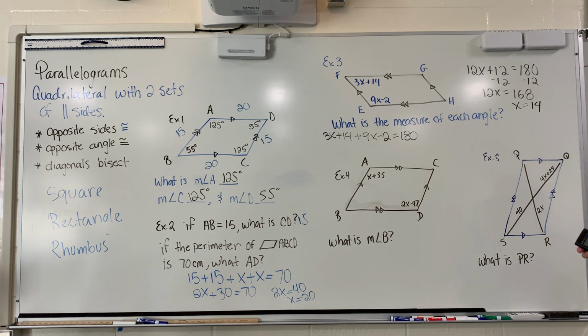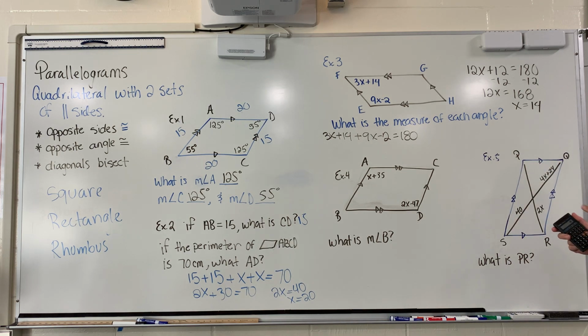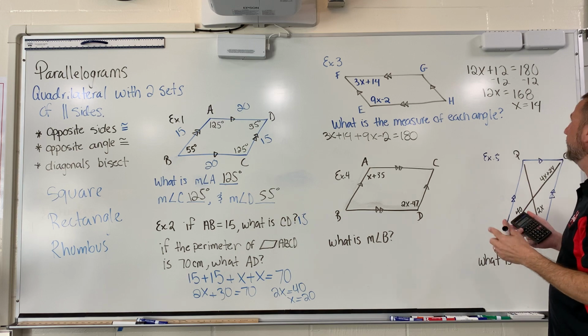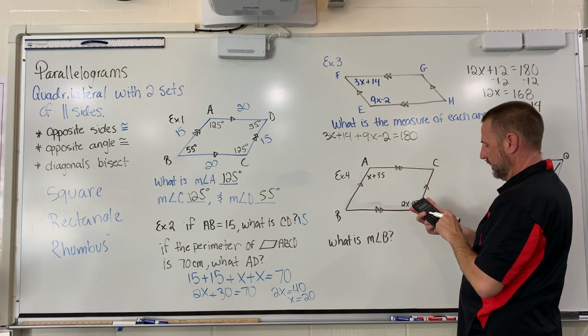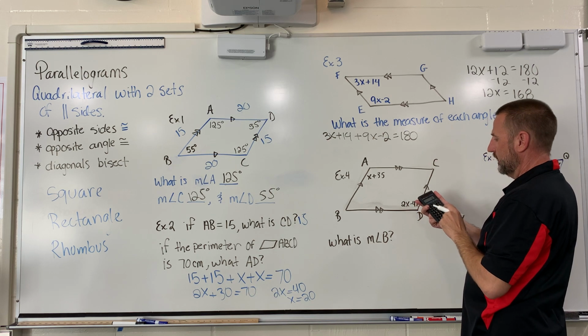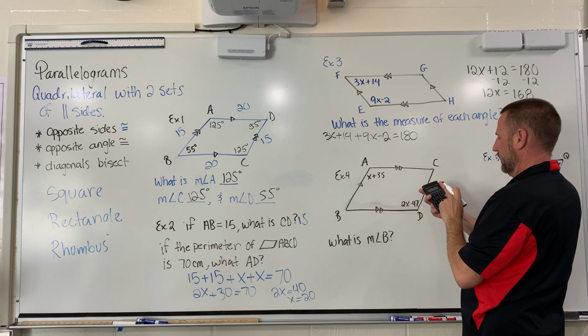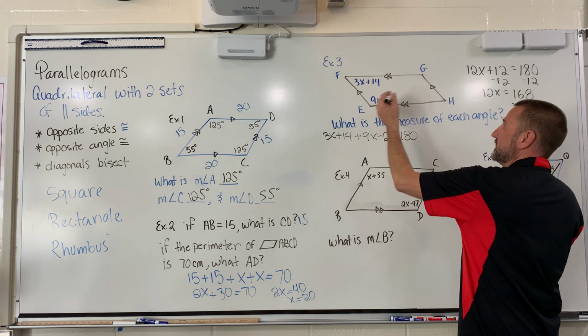All right, well, let's see, what can I do with that? If I know what x is equal to, I can plug that information back in, and then I can figure out what each angle is. So up here, 3 times 14 is 42, plus 14, 42 plus 14 equals 56.